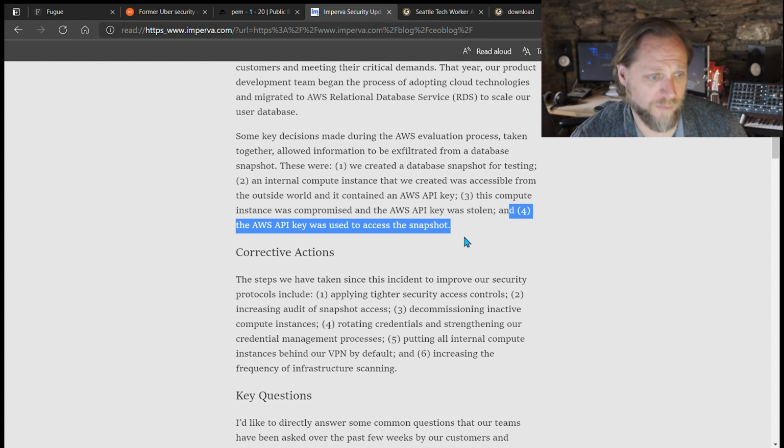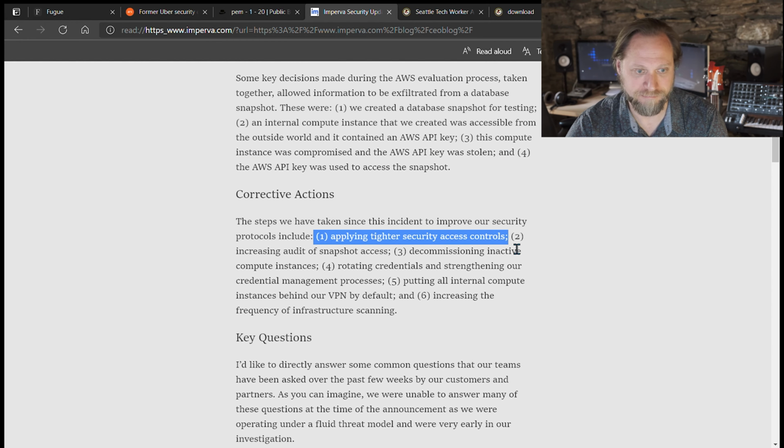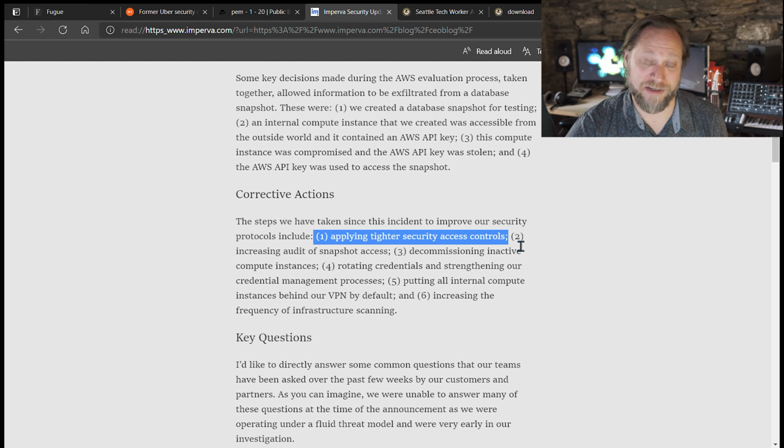All right, so what did Imperva do about it? One, they applied tighter security access controls. Okay, I don't know what that means, but it's a good thing. Do that. Do that every day if you can. And by the way, I'm a developer and a software architect, not a security analyst / CISO kind of person. I'm a builder of stuff. But you really do need to have a good understanding of the security controls and have them be nice and tight. Through automation, the old human processes are pretty tired at this point.